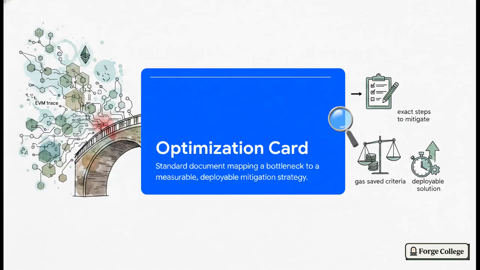And the ultimate artifact for this rigorous approach? It's the optimization card. Think of it as this concrete, patent-style blueprint drawn out on beige paper that bridges a bottleneck you've identified in an EVM trace with a measurable, deployable solution. It completely removes the guesswork. Every single card holds the context, the root cause, the exact steps to mitigate the issue, and, most importantly, the criteria to actually prove that your fix saved gas.